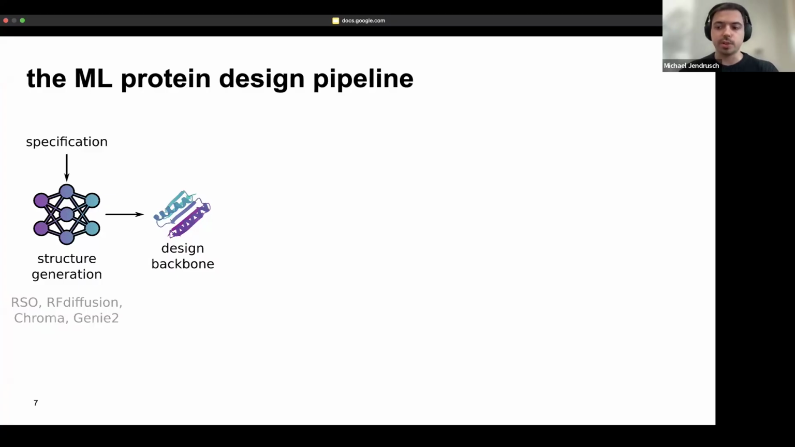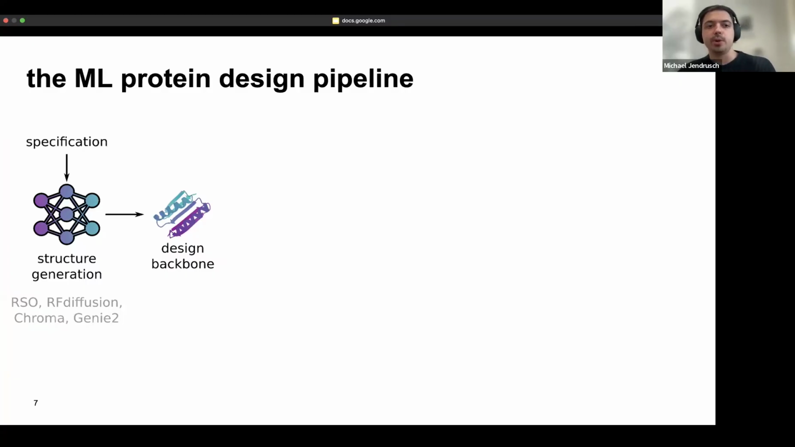So having models where you can feed in a specification of what type of protein you want, and then having the model spit out a protein backbone, that is a protein structure without the side chains, that follows the specification. And for that, there is RSO, there is RFdiffusion, there is Chroma, there's Genie2, there's like a million different diffusion models that kind of do this.